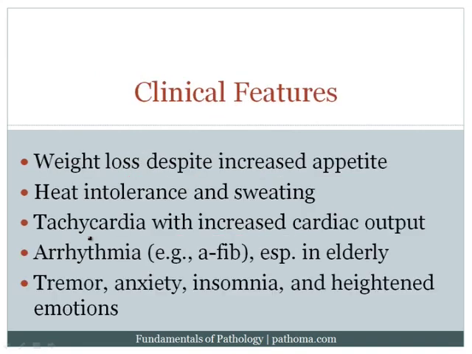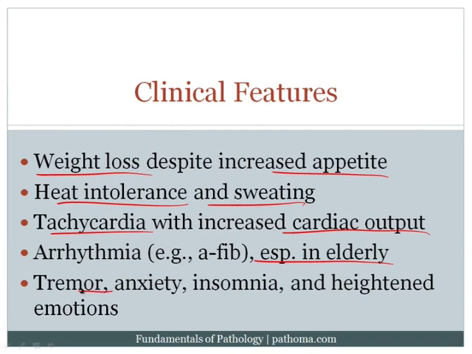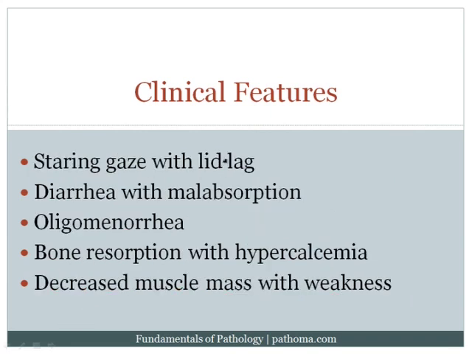Now, the clinical features are going to be based on an increased BMR, so the way I think about this, the body goes into overdrive. You get weight loss despite increased appetite, heat intolerance and sweating. Again, you're burning a lot of ATP, which is going to generate heat. The patients get tachycardic with increased cardiac output. Again, they've got that increased sympathetic nervous system activity. Arrhythmias, for example, AFib, can also occur, especially in the elderly. They get tremor, anxiety, insomnia, heightened emotions, staring gaze with lid lag, diarrhea with malabsorption. Again, the idea here is that the gut's sort of moving a little bit faster as well.